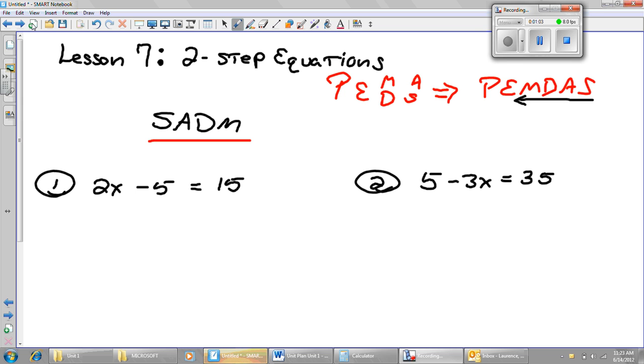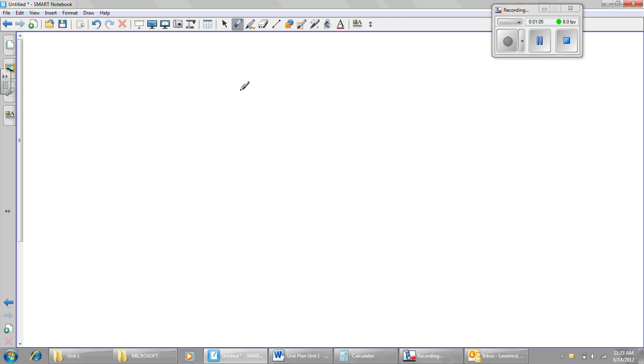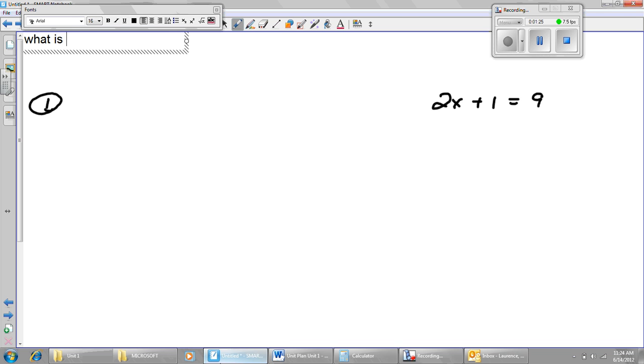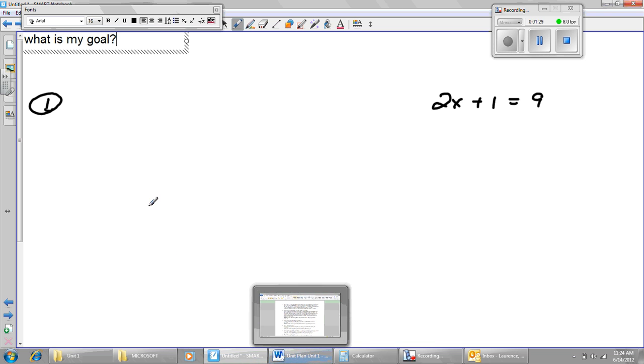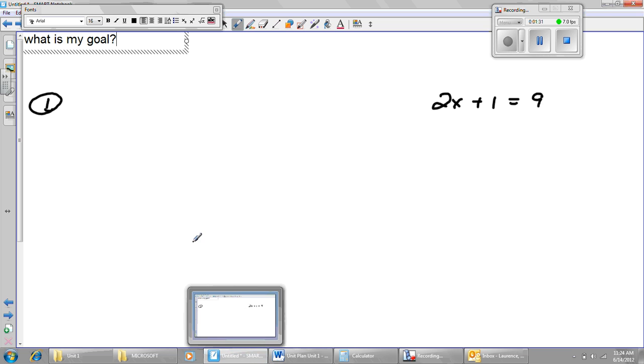Okay, but before we do that, we need to ask ourselves a couple of questions. And I'm just going to use a real simple equation here, like 2x plus 1 equals 9. I know a lot of you can do this in your head, but we have to get these basics down so that we can do the more difficult problems later. The first question is, what is my goal?